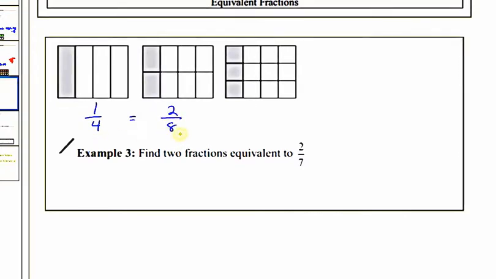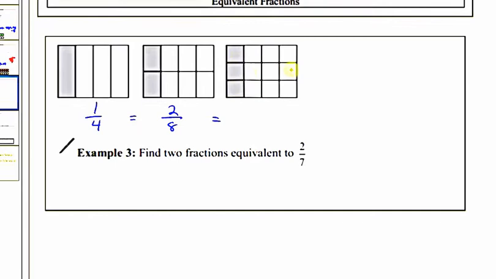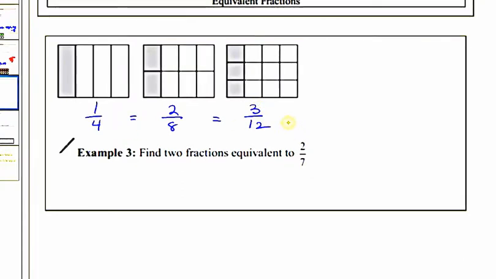Notice here we have 2 different fractions, but they're equal to the same amount or the same value, because notice how the same amount is shaded. So 1/4 and 2/8 are equivalent fractions. Here one whole is cut or partitioned into 12 equal pieces, 3 of which are shaded, so this model is 3/12. Notice how these 3 fractions are equivalent fractions.